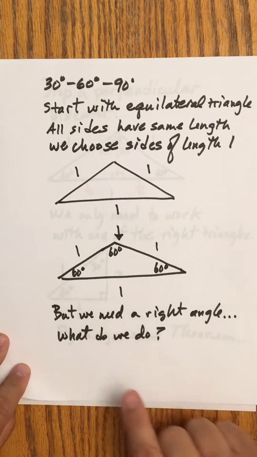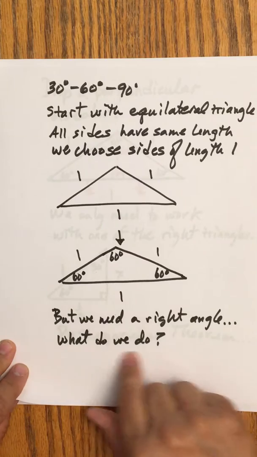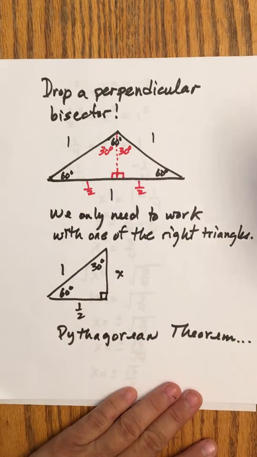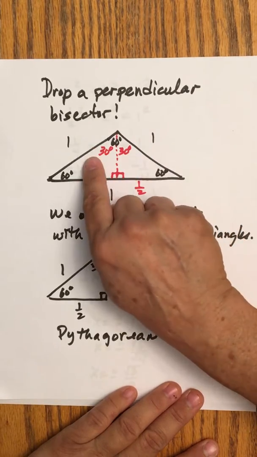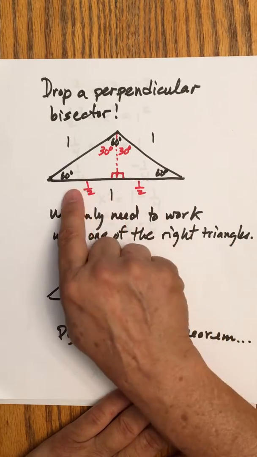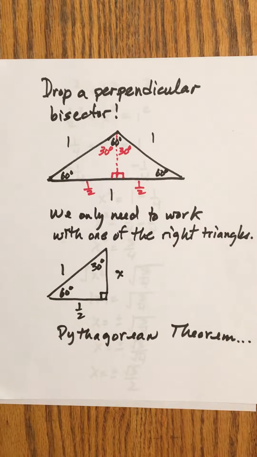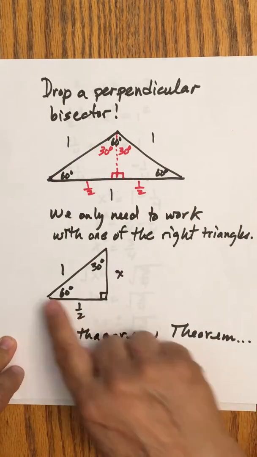But here's the thing. We're trying to actually work with a right triangle, because it's the right triangles that represent the angles, right? The reference right triangles. So what do we do to get around this? Well, we drop a perpendicular bisector. And what that does is it exactly splits the 60 degrees in half, so that you have 30 degrees and 30 degrees. And then it also splits the side that's 1 into exact lengths, a half and a half. Now, I don't really need both triangles, so I only need to work with one of them. So let's say I pick this one, and I write down what I know about it.